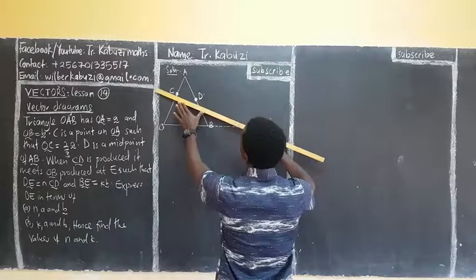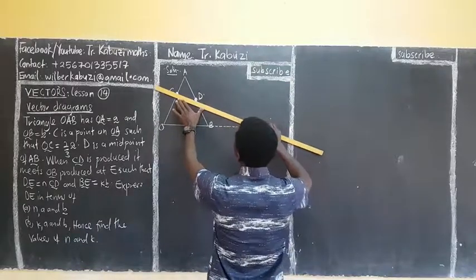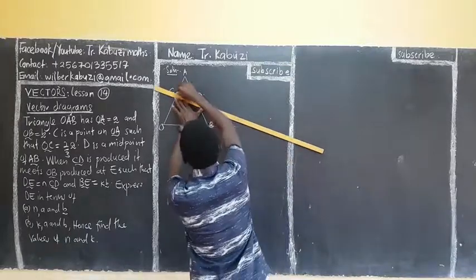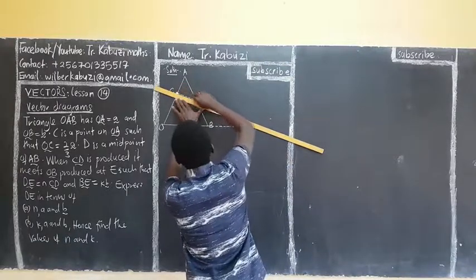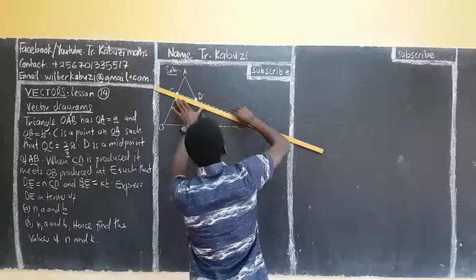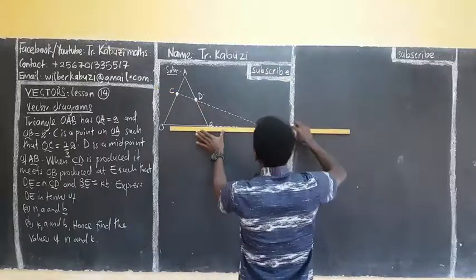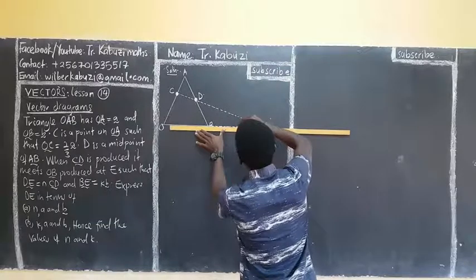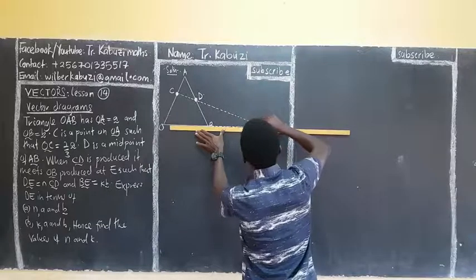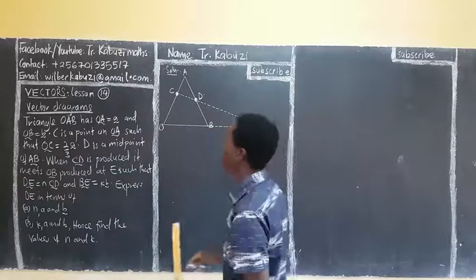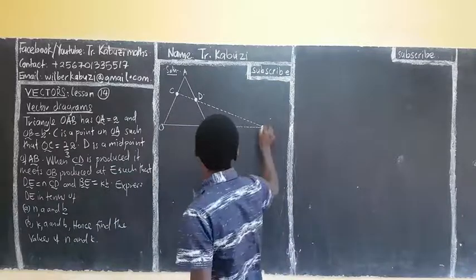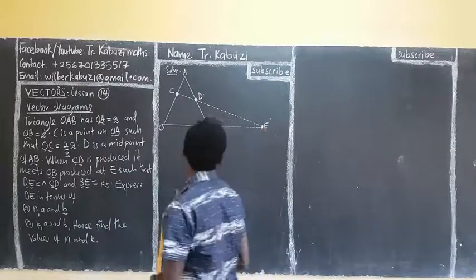CD produced means a line passing through C and D, but we produce it. I think this is where they are going to be meeting. They are meeting at E. This is our point E.